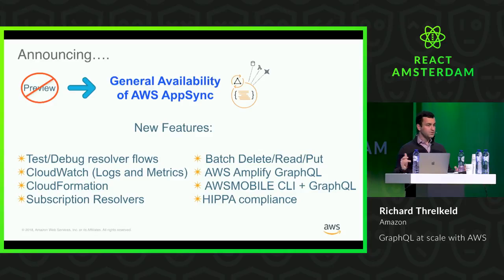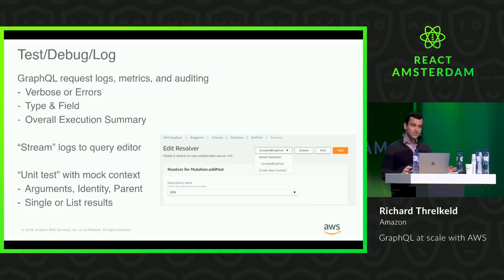And another one of these things that happens in production scenarios is going through all of the different auditing and compliance mechanisms. So as of today, you can now run HIPAA compliant workloads on AppSync in production along with the GA functionality. So that's a lot of things. Let me see if I can demo a couple of these.